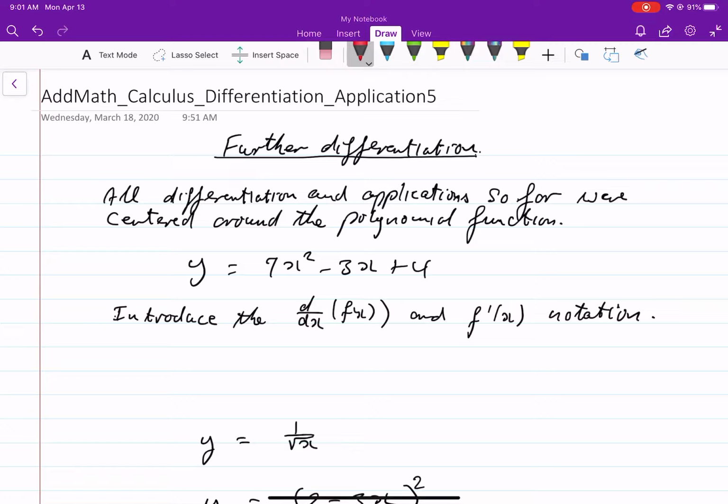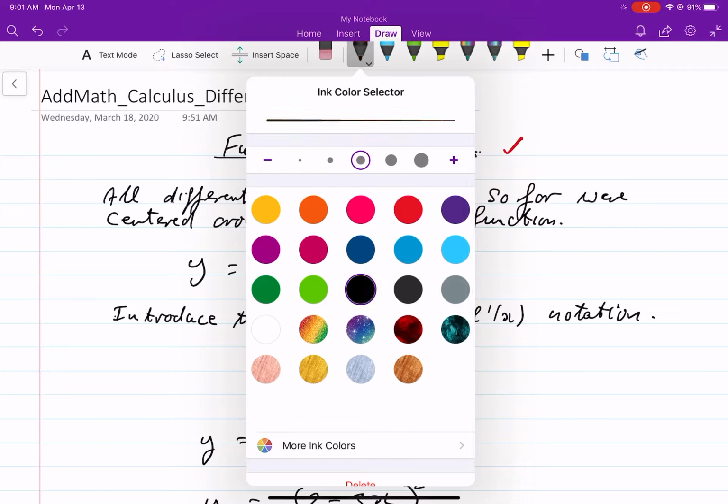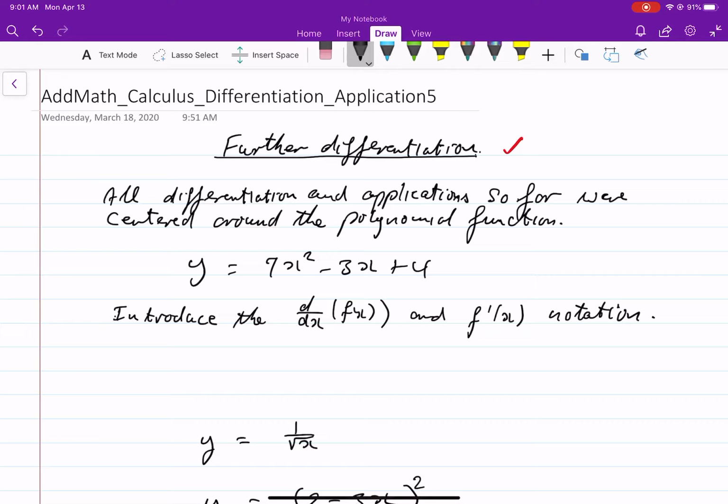All right, if you look at the heading there, it says further differentiation. So we're going a little deeper and doing more with our ability to differentiate. All differentiation and applications so far were centered around the polynomial function. An example is showing up right there.